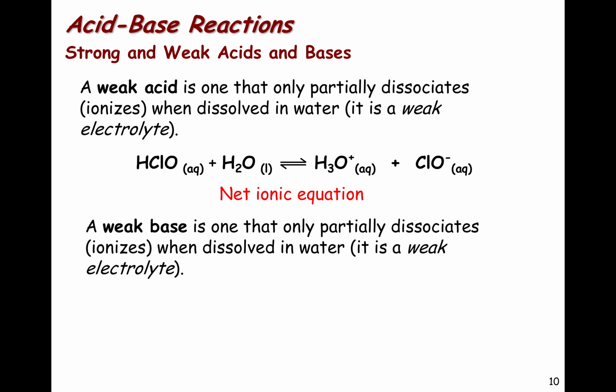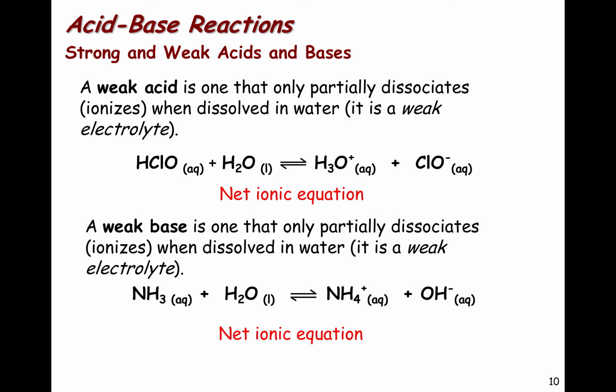Conversely, if we have a species that acts as a base by generating hydroxide in solution, but only a small portion of the base is producing the hydroxide, then this is a weak electrolyte, and we refer to these as weak bases. If it's not a strong base, it must be a weak base. And so in this case, the ammonia reacting with water meets this criteria, and only a small portion of the ammonia produces ammonium and hydroxide in solution. So this is also a net ionic equation.